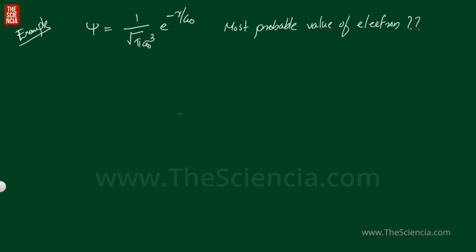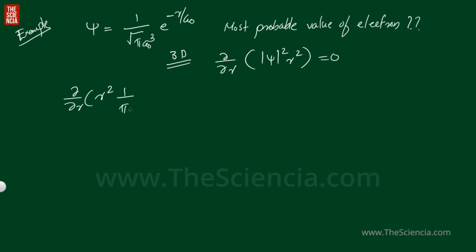But here you see this is a 3D case, because this wave function represents the electron cloud around the hydrogen nucleus. So which equation we will use? We will use dou by dou r of mod psi square r square equal to 0. That is what we get, dou by dou r of r square into mod psi square, that is 1 by pi a0 cube e raised to minus 2r by a0. And we have to equate this value to 0.